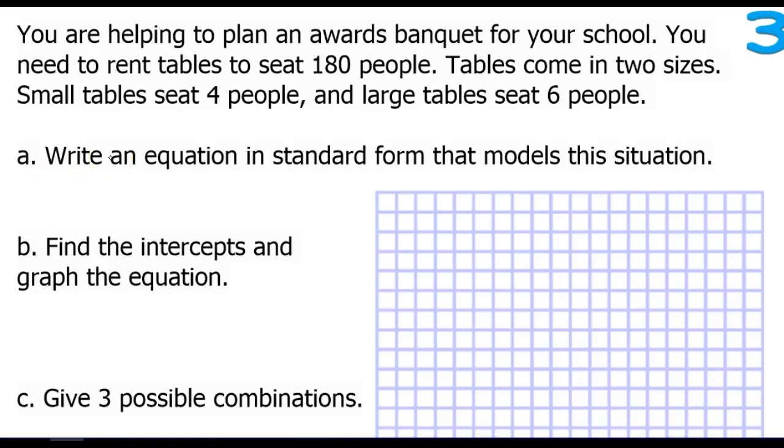Finally, the last problem says you are helping to plan an awards banquet for your school. You need to rent tables to seat 180 people. Tables come in 2 sizes. Small tables seat 4 people and large tables seat 6 people. A says write an equation in standard form that models this situation. So standard form, remember, is ax plus by equals c.